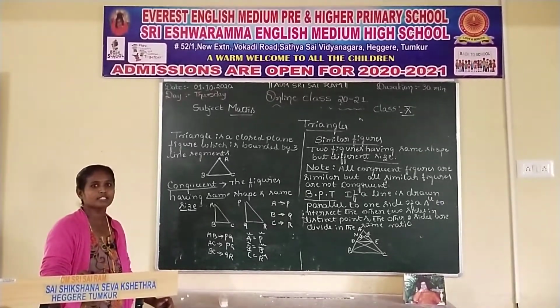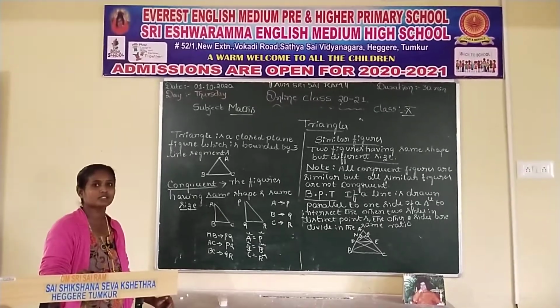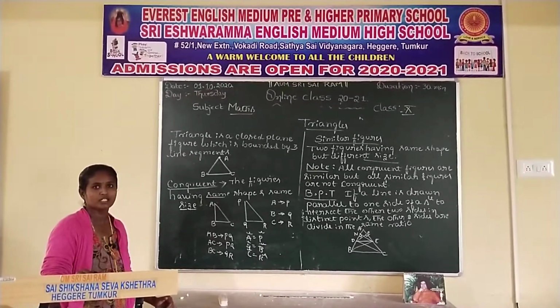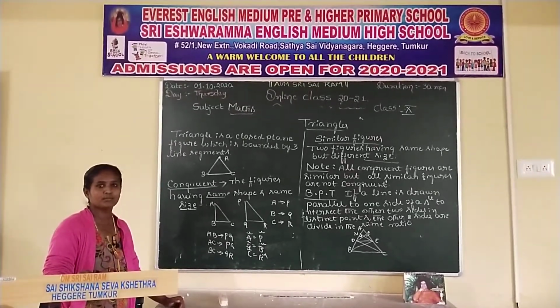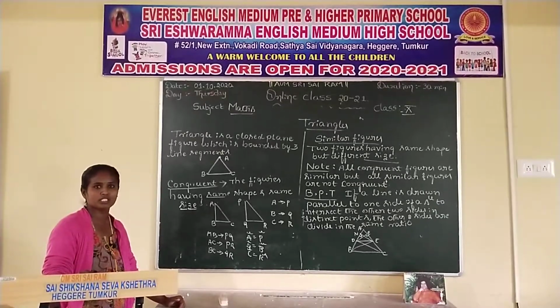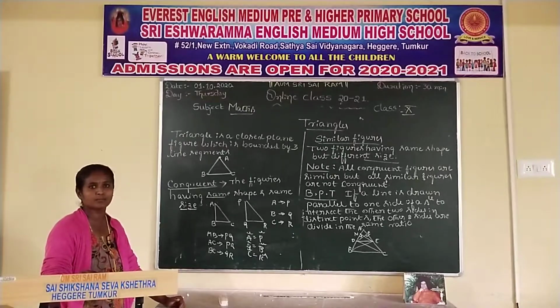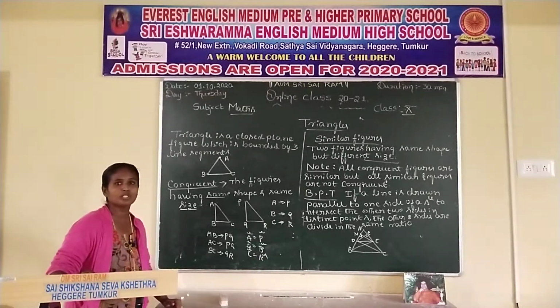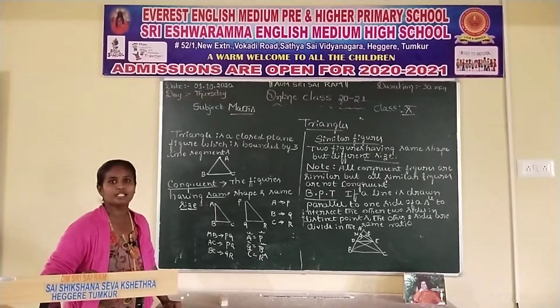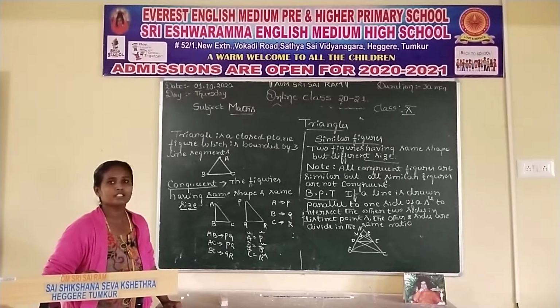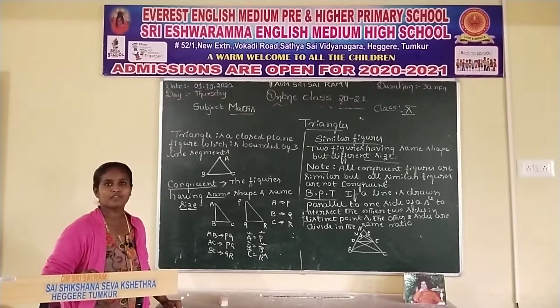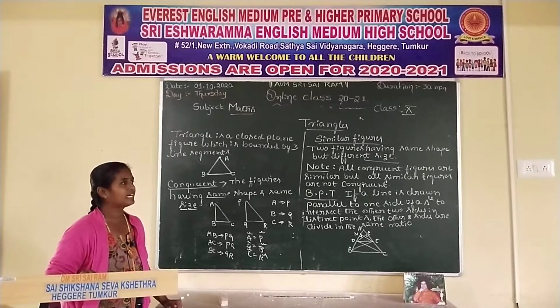As we know, in the last class, we discussed arithmetic progression. In that lesson, we studied the meaning of arithmetic progression, the general form of an arithmetic progression, the nth term of an arithmetic progression, and also the sum of n terms of an AP. And also we did sums under the nth term of an AP and the sum of n terms of an AP. Next we move on to a new lesson, that is triangles.